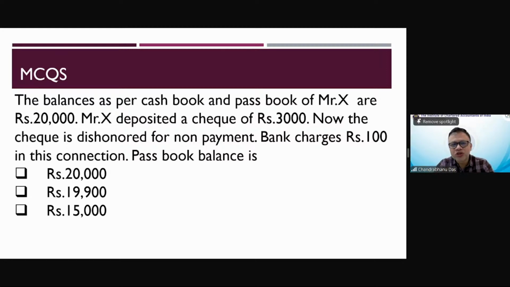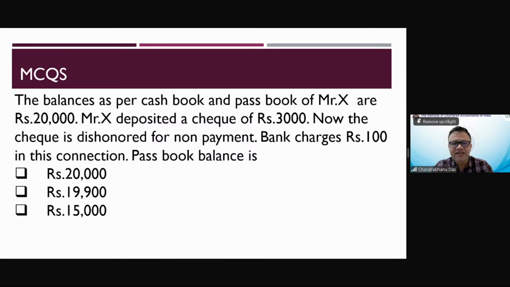It seems to make you confused, but we have to understand it in the right manner. First of all, as I said, what is asked in the question and what is given? Given are both cash book and passbook balances. Given is that X has deposited a check of 3,000, which is dishonored for non-payment, and the bank has charged rupees 100.